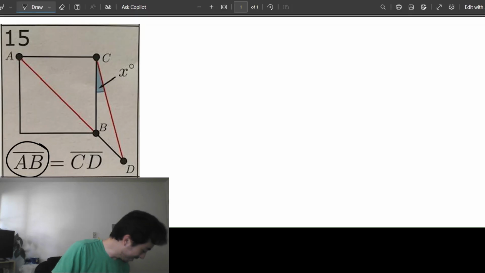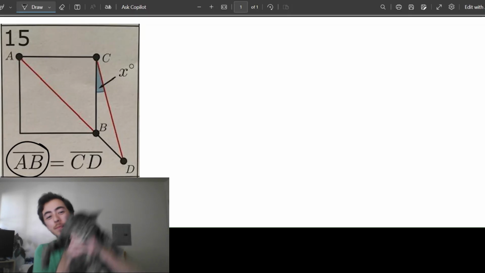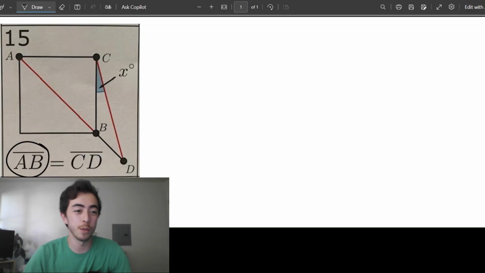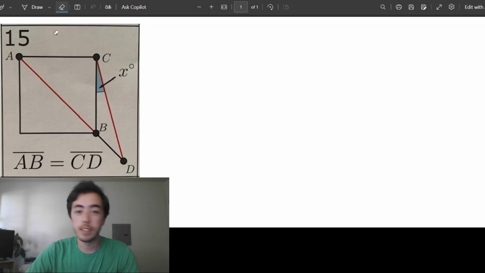Oh my goodness. I'm guessing that AB, that red diagonal in the middle of the square, is going to be equal to CD, which is this red diagonal over here. And this is enough information to somehow figure out what x is right here.